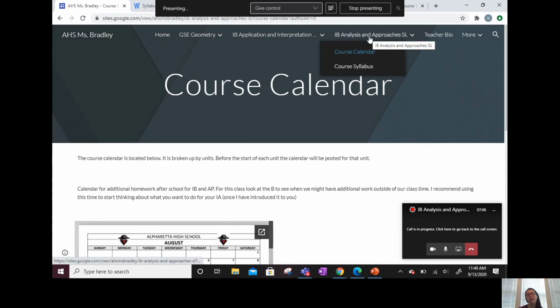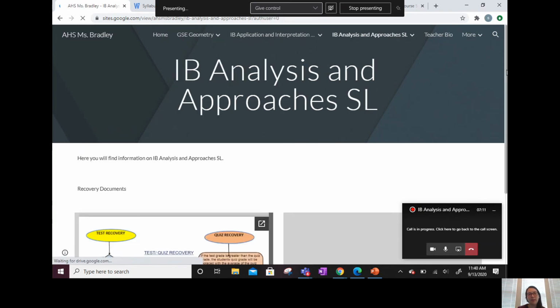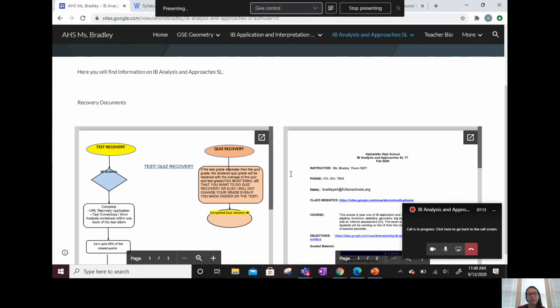Okay, and then the last thing with Analysis and Approaches, if you click on it, I have my recovery documents up there. Oh, I'll fix that. That's my syllabus. But when they are doing test or quiz recovery, the form, again, I need to fix this, but it'll be up there by the time of curriculum night. There's a form that they need to fill out to let me know that they want to do that recovery. In the form, it tells them what they need to do to be eligible for recovery.